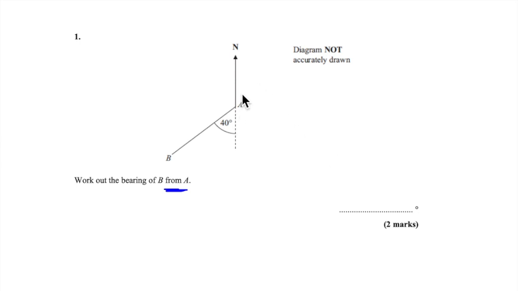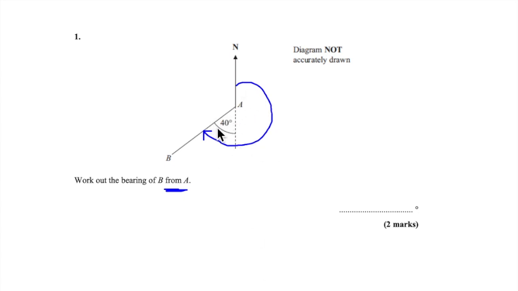What we're then going to do is go in a clockwise direction from our north line all the way round until we hit our line connecting our 2 points, which is here. And then our final step is to work out what this angle is.